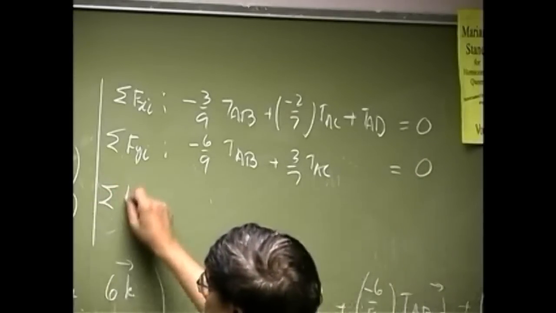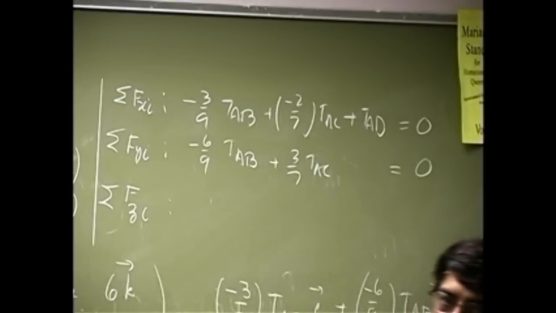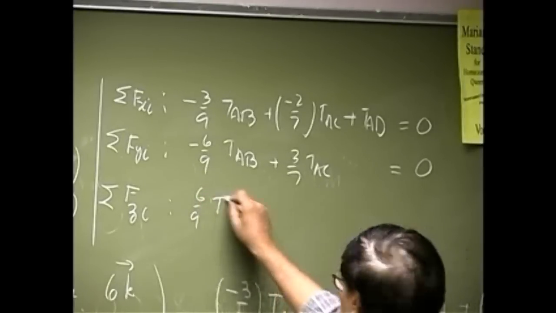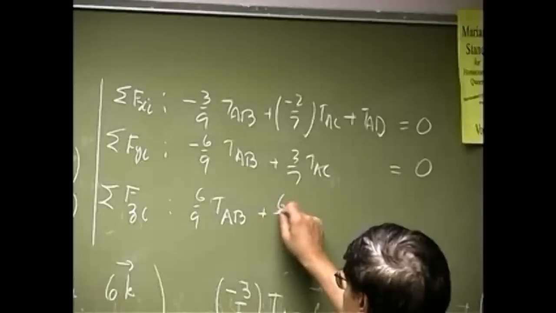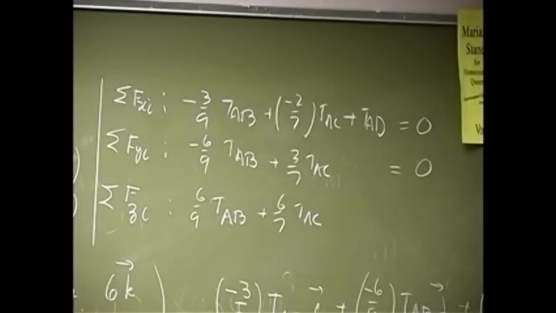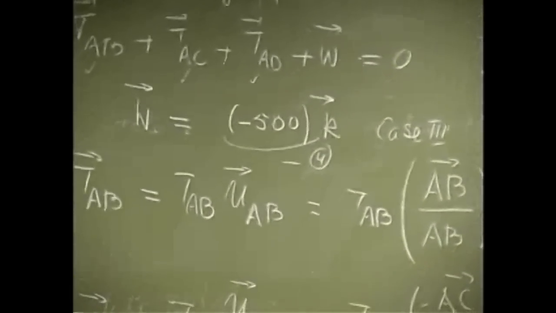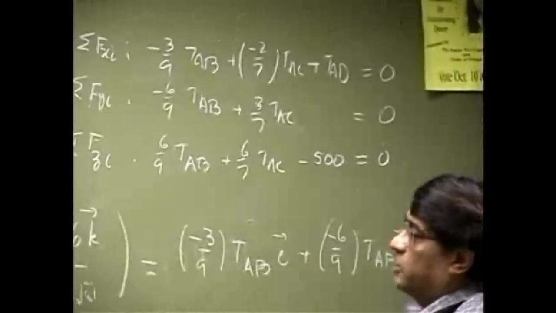Then you're going to sum every force in K direction, or you're going to look at the K component. So you have this one here, so that's 6 over 9 PAB. Then we have 6 over 7 PAC. There's 0 here for PAD, but you have this with K. So that's another negative 500, and this should go to 0.